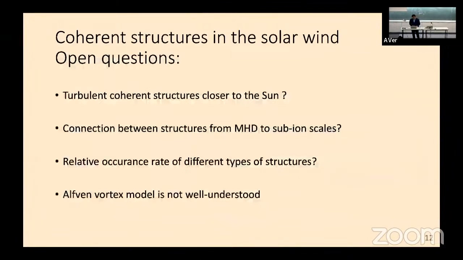Now I would like to pass to the formulation of the questions that we are addressing in our study. First, what are the features of the fluctuations closer to the Sun? We also investigate if there is a connection between structures at MHD and at sub-ion scales, and what this connection is. We also estimate the relative occurrence rate of different types of structures, and we also improve the understanding of the Alfvén vortex model. So these are the main questions that we are addressing in our study.